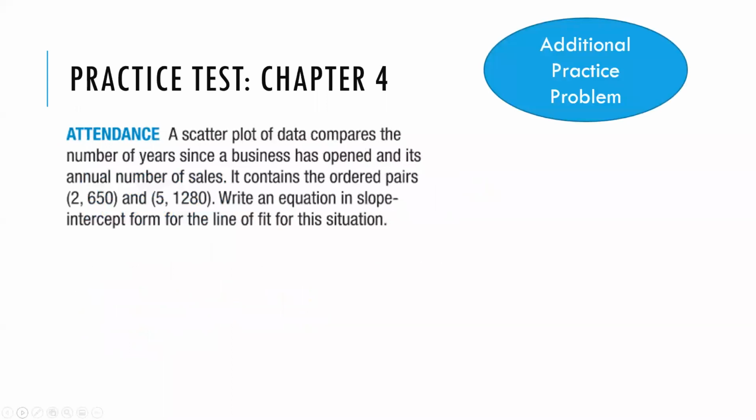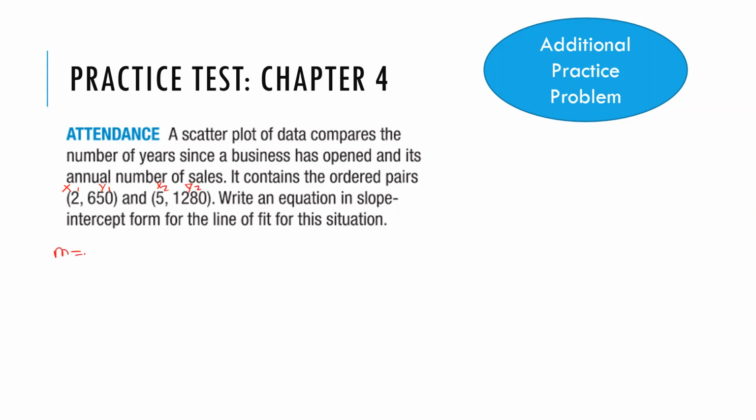And then last problem, very similar. It says a scatter plot of data compares the number of years since the business has opened and its annual number of sales. It contains these ordered pairs. Write an equation in slope-intercept form for the line of best fit. Okay, so these are my points. This is x1, y1, x2, y2.